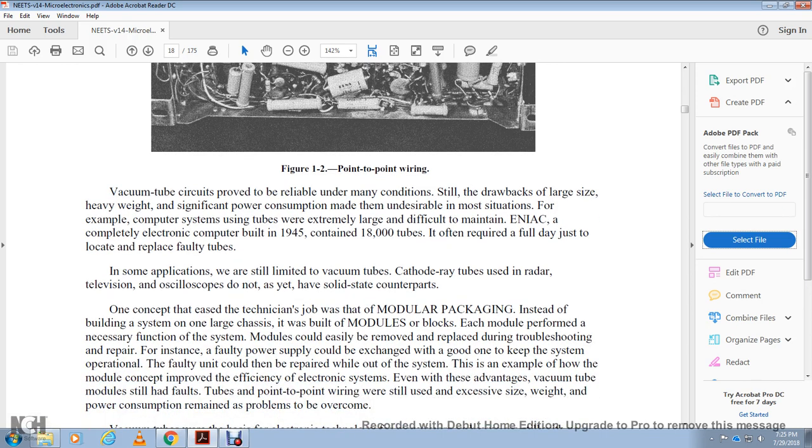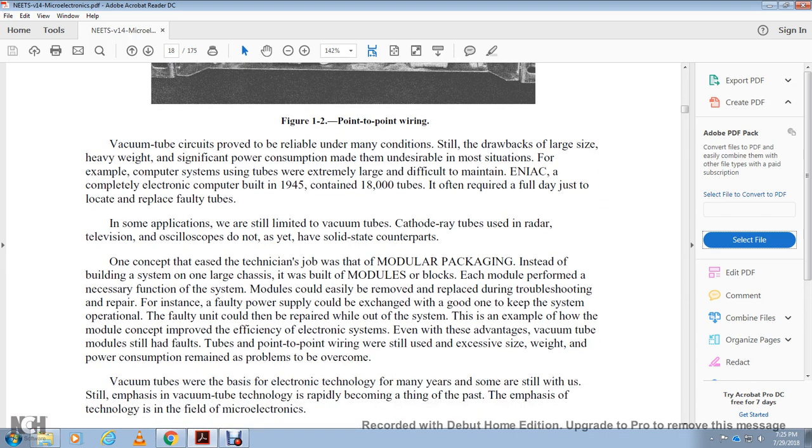In some applications we are still limited to the vacuum tube, such as the cathode ray tube in radar, television, and the oscilloscope, which do not yet have solid state counterparts.